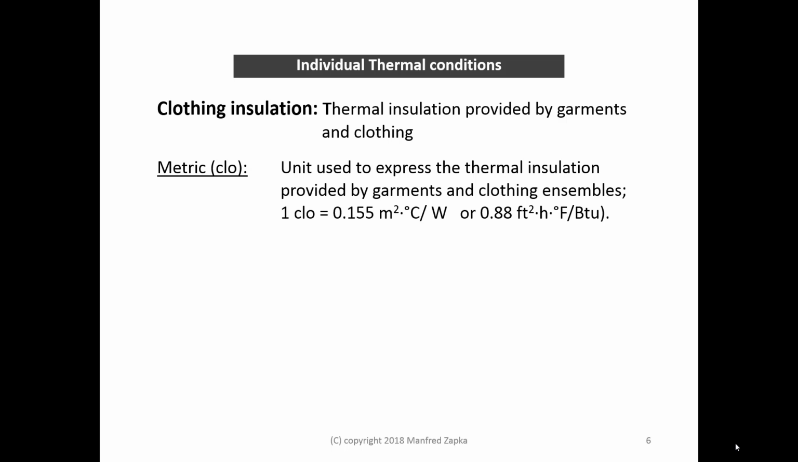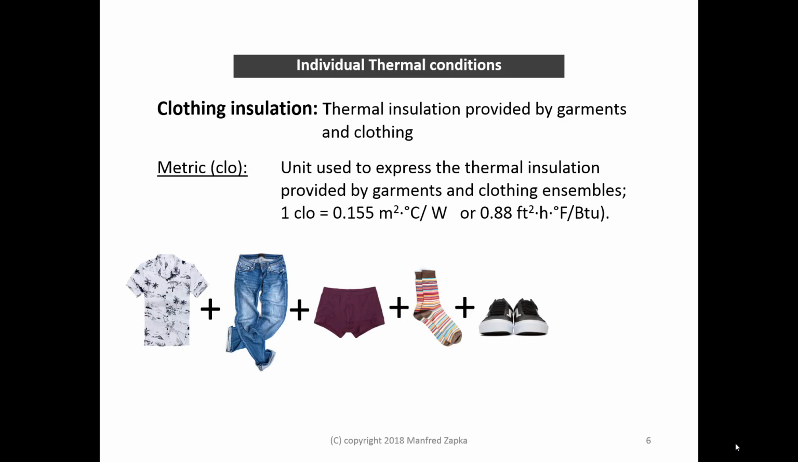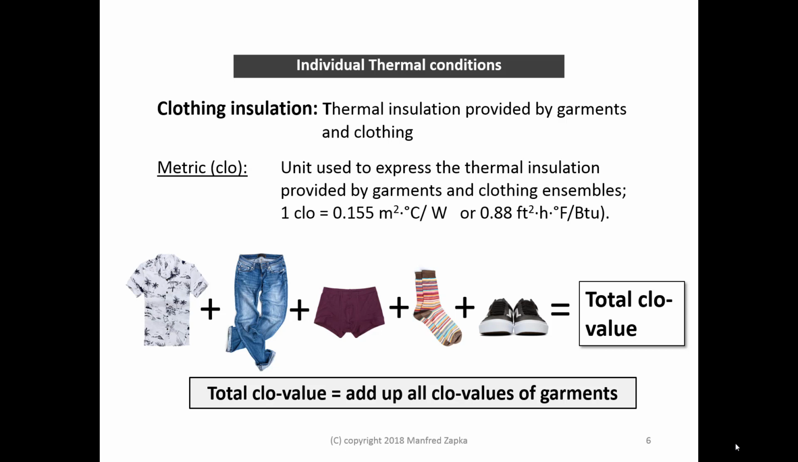And the metric is CLO, and also has a certain numeric value which we can read here. So we can determine the CLO by adding up all the different clothing we have on our skin, and we add all these CLO factors of the different garments or clothing, and we come to a total CLO value. So a shirt, a pants, underwear, socks, shoes in our case, they all have individual CLO factor. We add it all up and we get the total CLO value, which we then use to define the thermal comfort.